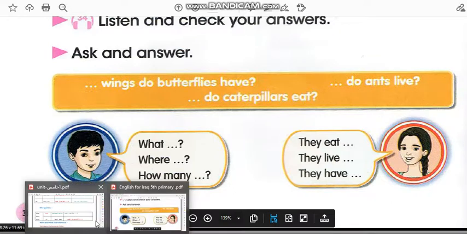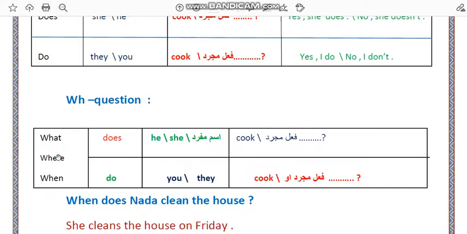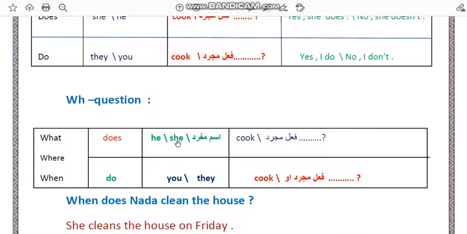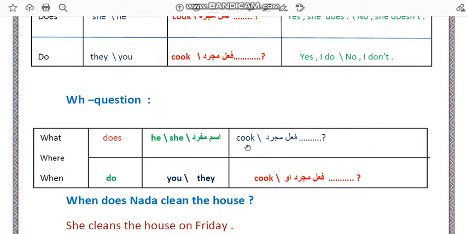To make questions, revise the present simple tense WH questions. Start with a question word like what, where or when, then you put does or do. That depends on the subject. If the subject is he or she or any singular name, we use does. If the subject is you or they, we use do. Don't forget that the verb must be infinitive, without s, without ing, without ed, in the present form.